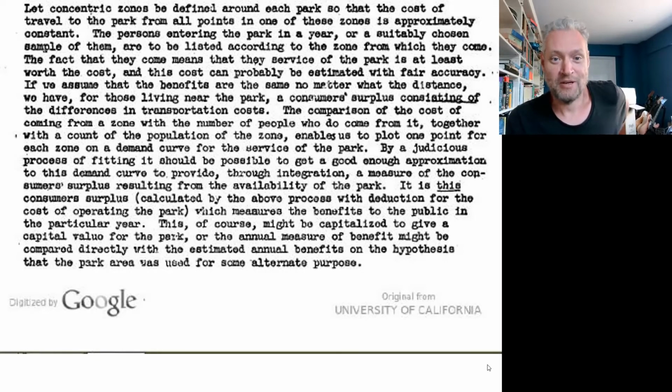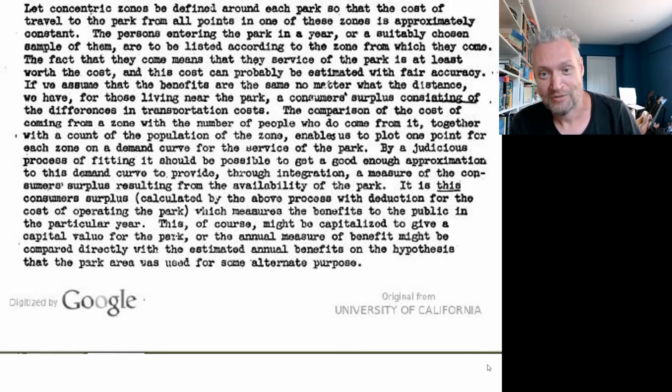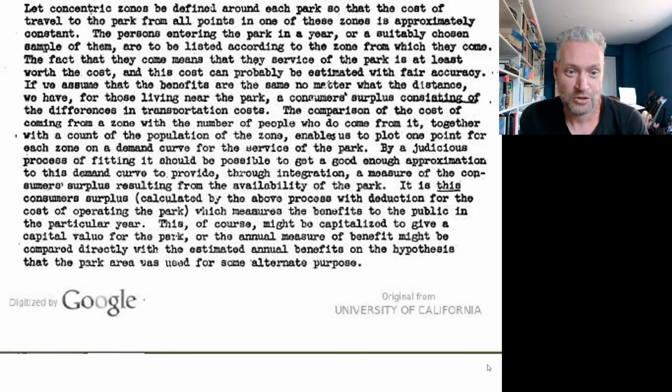If we assume that the benefits are the same no matter what the distance we have for those living near the park, the consumer surplus consisting of the difference in transportation costs. The comparison of the cost of coming from a zone with a number of people who do come from it together with a count of the population of the zone enables us to plot 1 point for each zone on the demand curve for the surface of the park. By a judicious process of fitting, it should be possible to get a good approximation of this demand curve to provide through integration and measure of the consumer surplus resulting from the availability of the park.